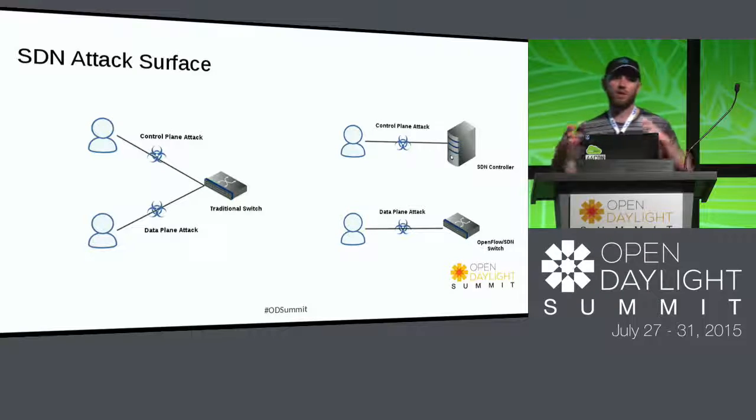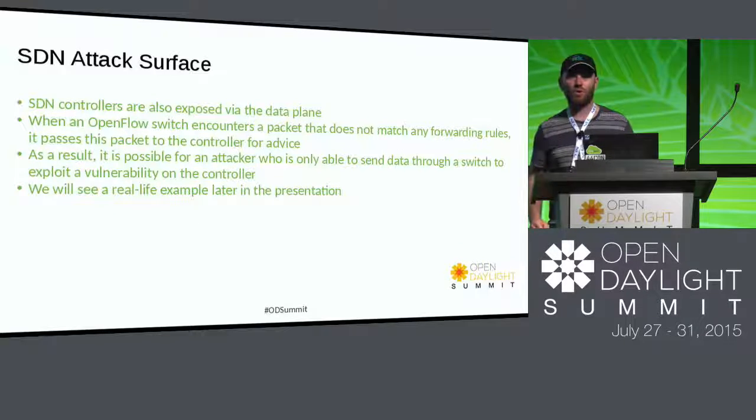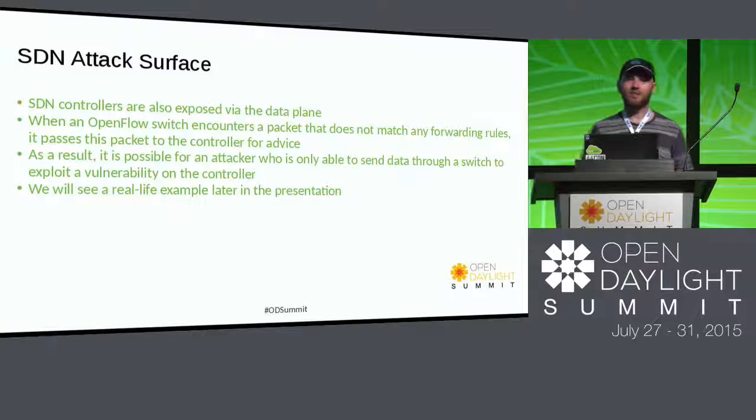The control plane and the SDN controller, while exposed via the control plane, should be in an isolated secure network. Turns out it's not quite that simple. SDN controllers can actually be exploited purely via the data plane. And this is something that I don't think the community at large really understands. So I'll go through it in a little bit of detail.